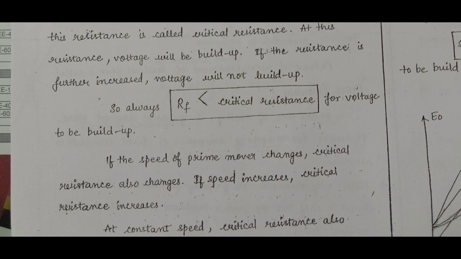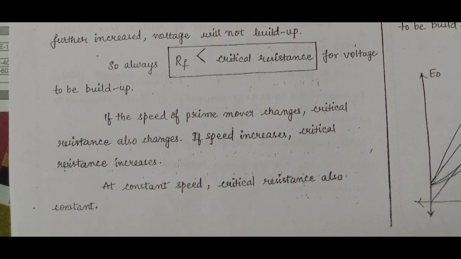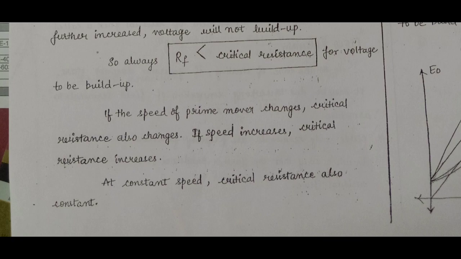For voltage to build up, if the speed of the prime mover changes, the critical resistance also changes. If speed increases, critical resistance increases. At constant speed, critical resistance is also constant. So it is very important that the field resistance value must not be greater than the critical resistance.